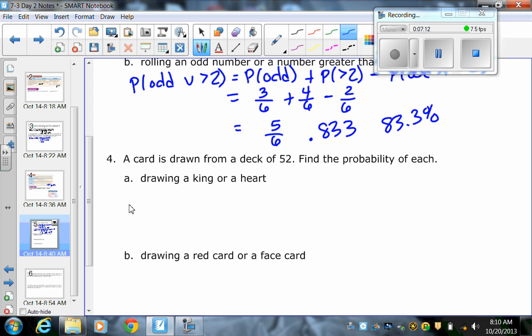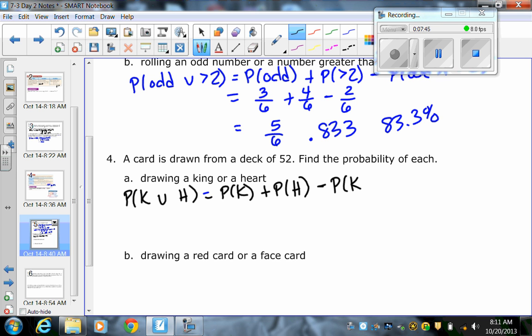Okay, looking at a deck of cards, find the probability of each. Drawing a king or a heart. So the probability of a king or a heart is equal to the probability of a king plus the probability of a heart. And is it possible to have a king that is also a heart? Yes. So we have to subtract the probability of a king and heart.